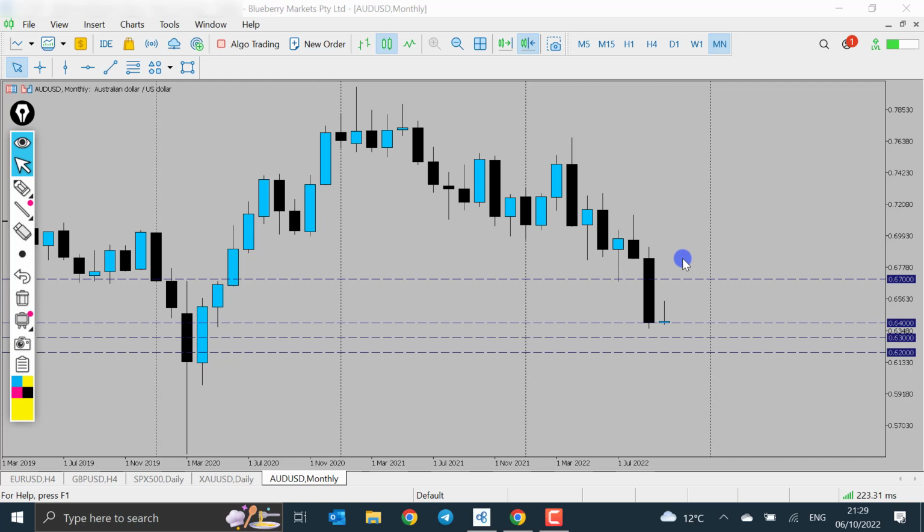So we have that. We also had a bit of risk in the market, so risk off, we had stocks falling and things like that. That has also helped the Australian US dollar move to the downside.